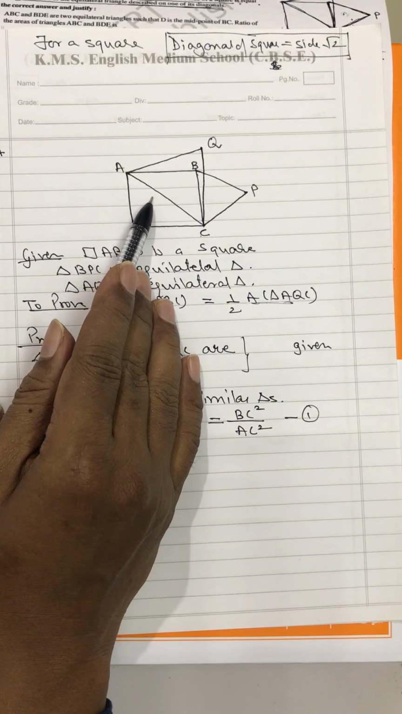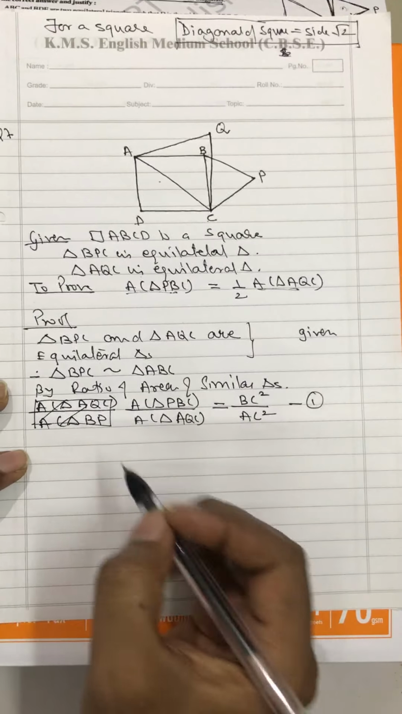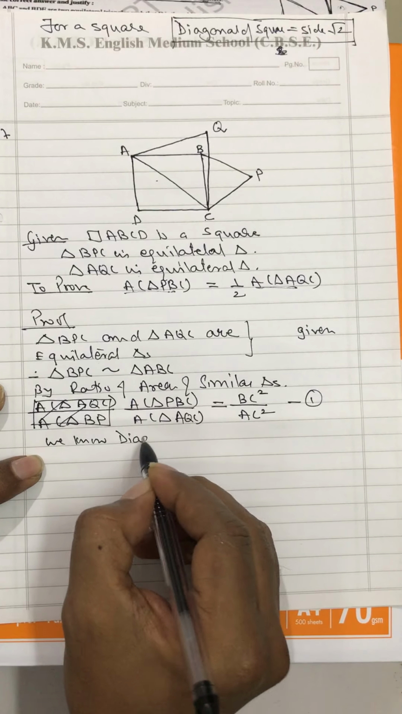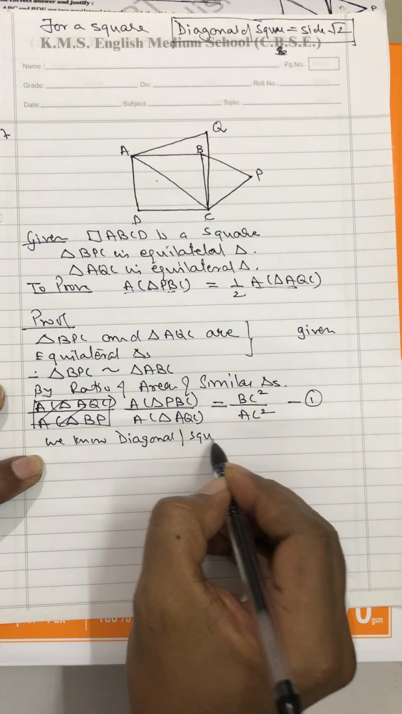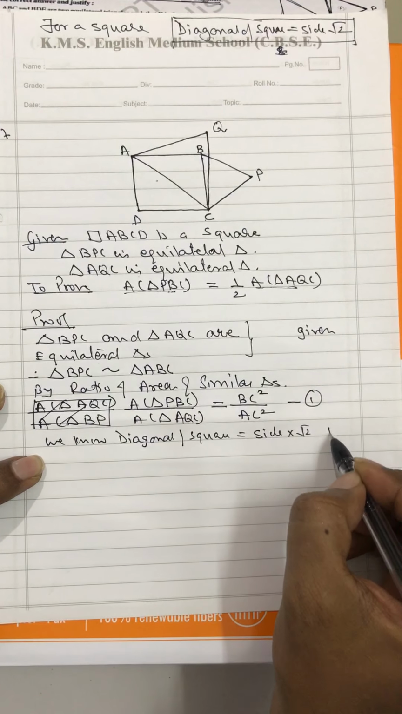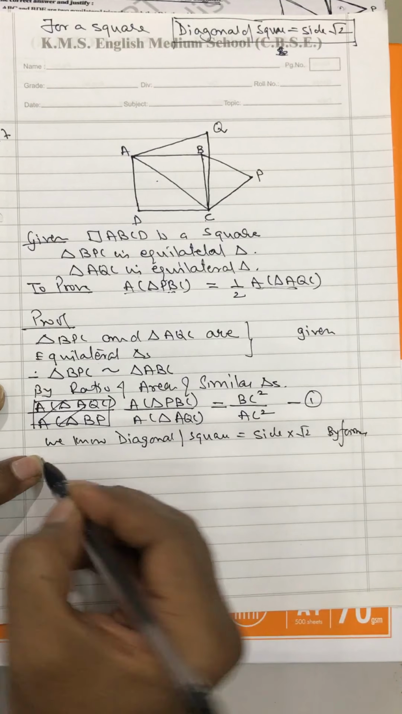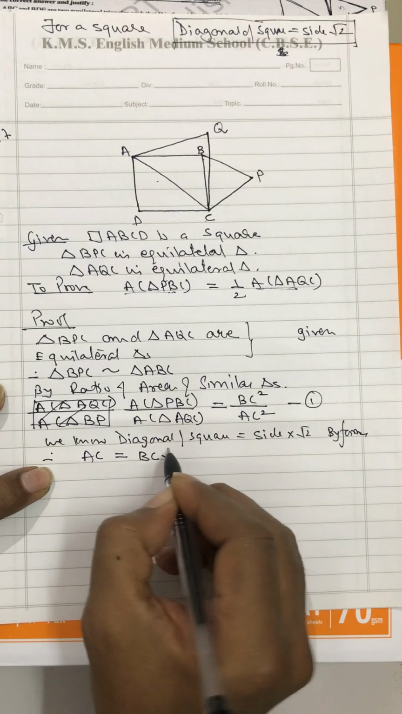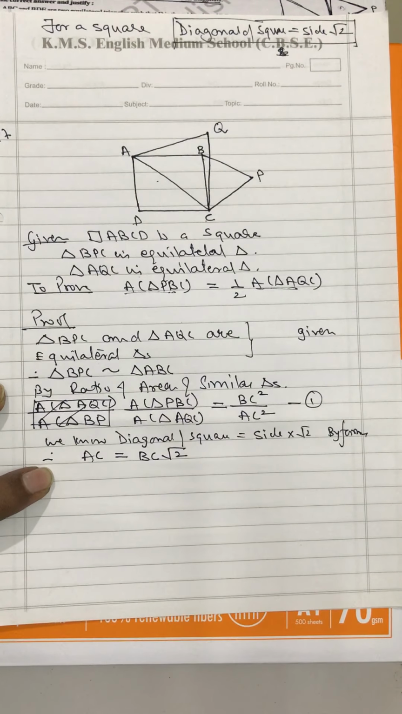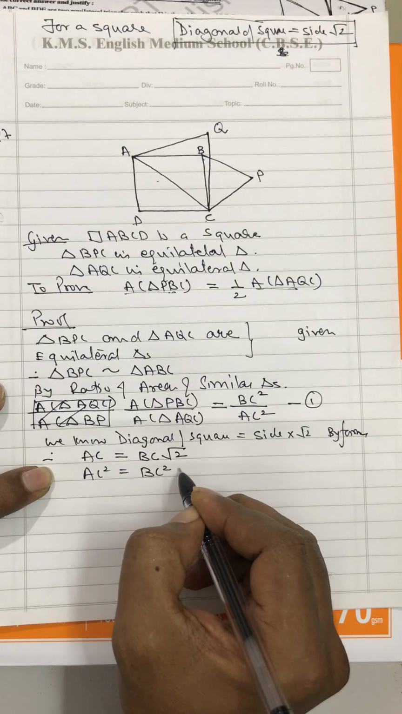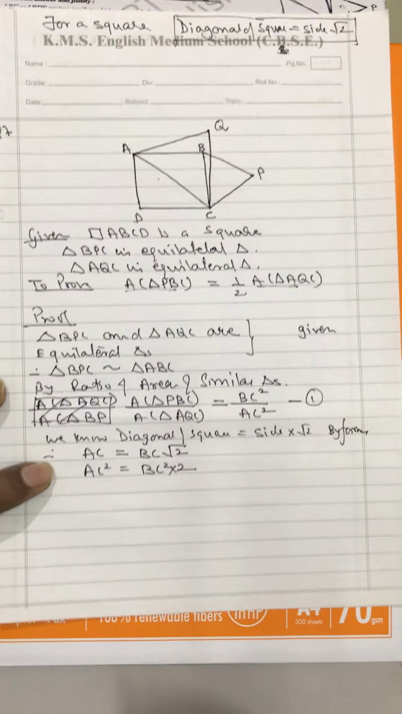Now AC, the diagonal, is equal to side root 2. Now we know the diagonal of a square is equal to side into root 2. This is by formula. Therefore, the diagonal here, AC, will be equal to the side here, BC root 2. Fine, are you getting? But we want what over here? AC square. So AC square will be equal to BC square, and root 2 squared will become 2.